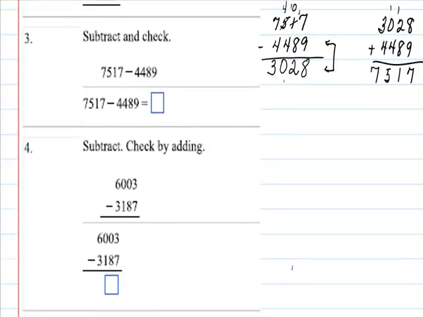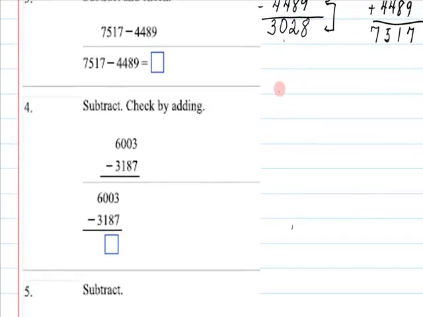All right, let's look at number 4. I have 6003 and I'm subtracting 3187. I try to take 7 from 3 and I can't, but when I go to the tens to borrow, I have 0 tens. I have 0 hundreds. I have to go all the way over here to borrow.